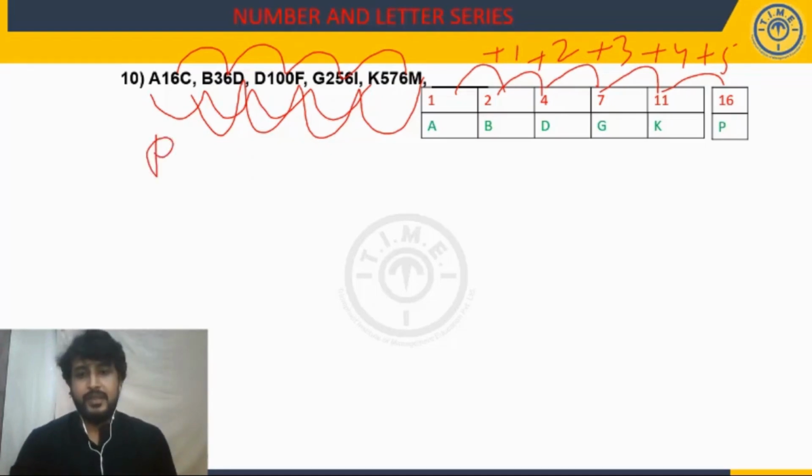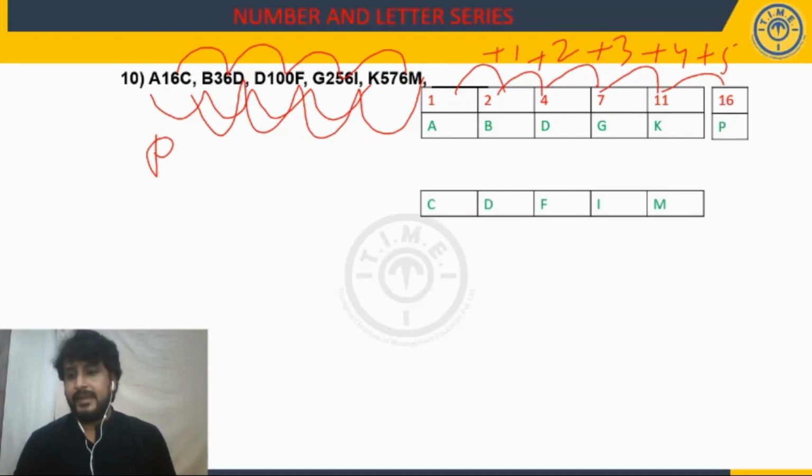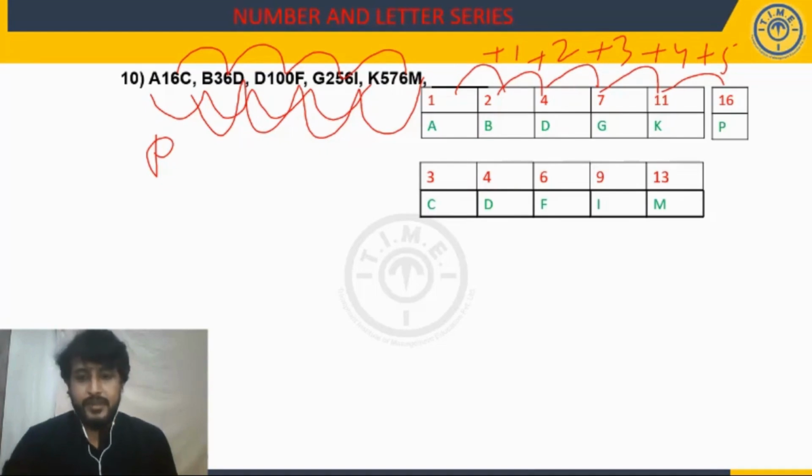Now go ahead with the third set of letters. C, D, F, I, M. What are the place values of those letters? 3, 4, 6, 9, 13. C's place value is 3, D's is 4, F's is 6, I's is 9, M's is 13. And what is the logic?